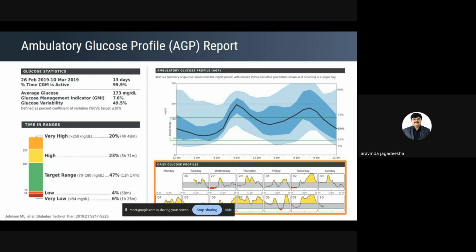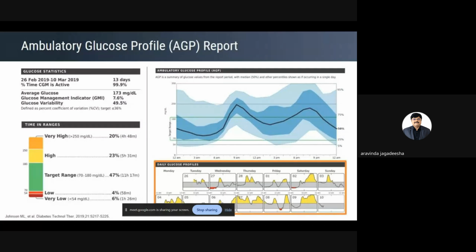At the left-hand bottom, the most important thing to consider is the green part. That is the target range, that is 70 to 180. Here that is 47%. And 23% in the yellow is high, meaning above the target. You can see very high, that is above 250, nearly 20%. The most important thing to be seen at the bottom means the patient has gone low, that is less than 70, that is 4%, and very low, less than 54 milligram per deciliter, it was 6%.